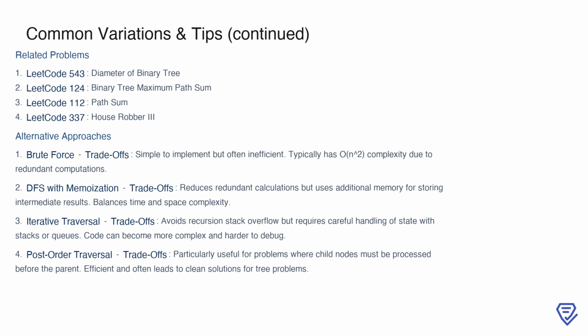Now, when it comes to tackling problems, there are a few approaches worth considering. A brute force method might be easy to implement but is usually inefficient, often having O(n squared) complexity due to redundant computations. Using depth-first search with memoization can significantly reduce redundancy by storing intermediate results, but it does require additional memory. Iterative traversal avoids the risk of recursion stack overflow but can involve more complex code, often requiring stacks or queues to manage state effectively. Finally, post-order traversal is particularly powerful in problems where child nodes must be processed before their parent. It's efficient, often leading to clean and optimal solutions for tree problems when used correctly.